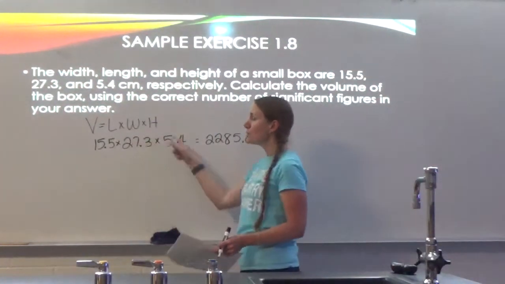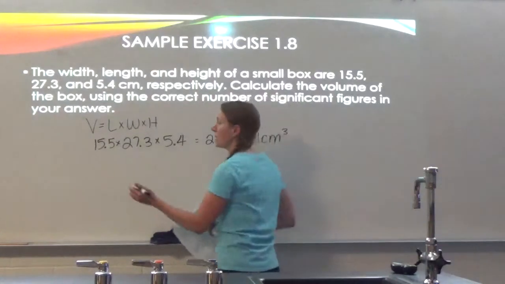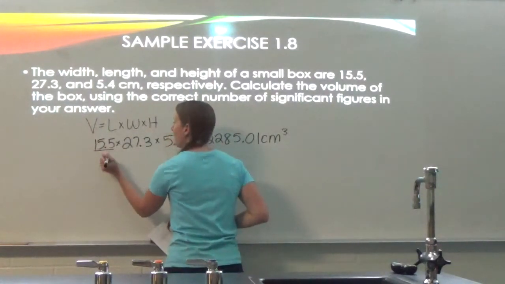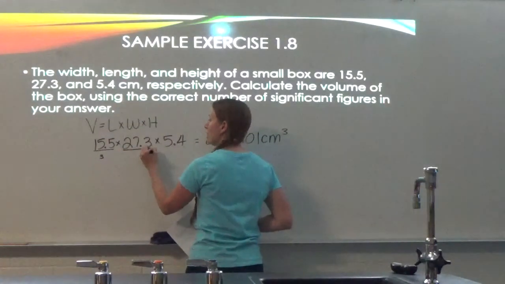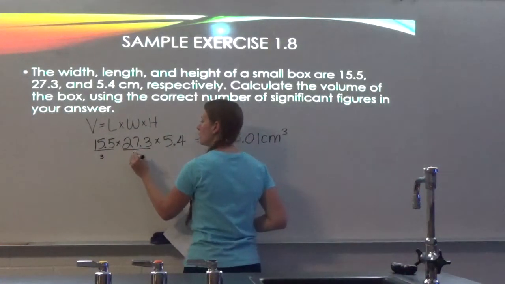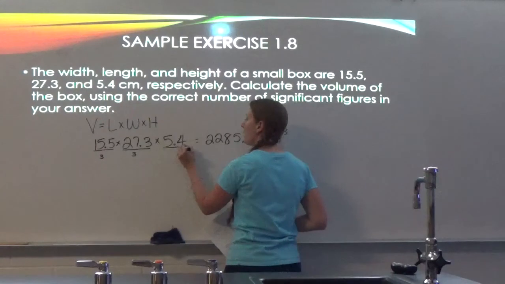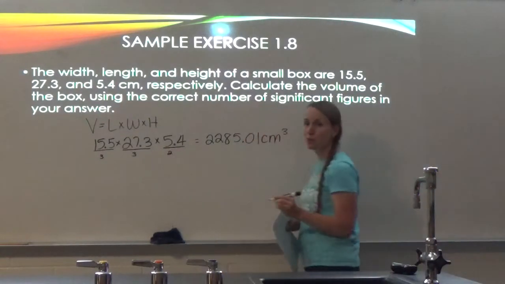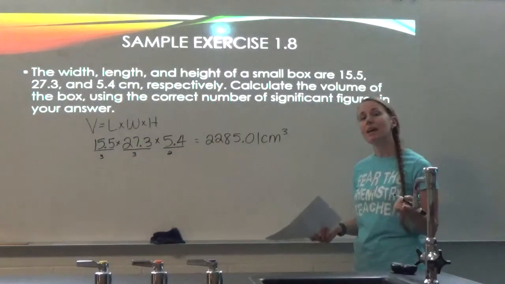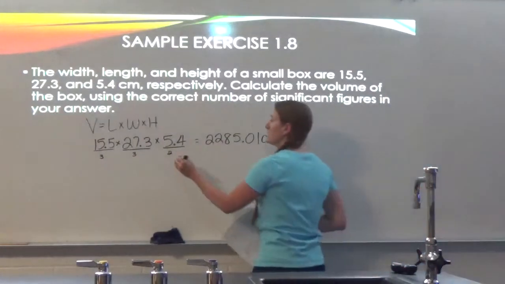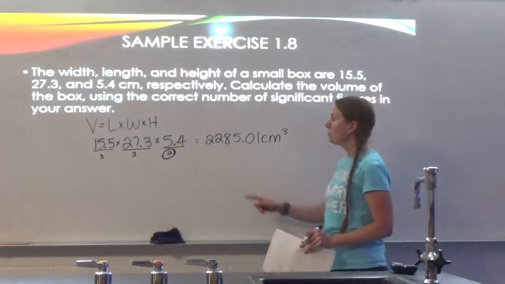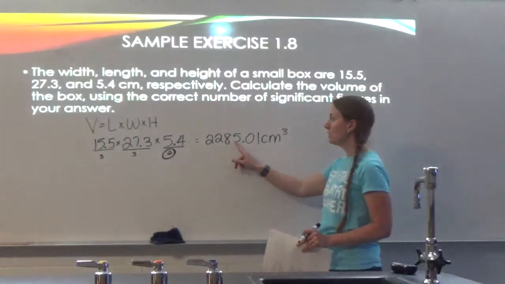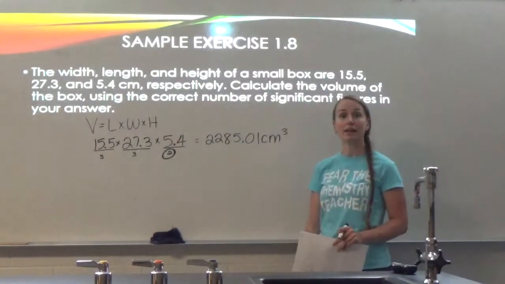Okay, so we're multiplying, so we're counting significant figures. So 1, 5, and 5 are all significant, so this one has 3. 2, 7, and 3 are all significant, so this one has 3. 5 and 4 are significant, so this one has 2. So remember, our answer needs to have the lowest amount. So that means my answer can only have 2 significant figures. Right now, it has 1, 2, 3, 4, 5, 6. So I need to cut some off.